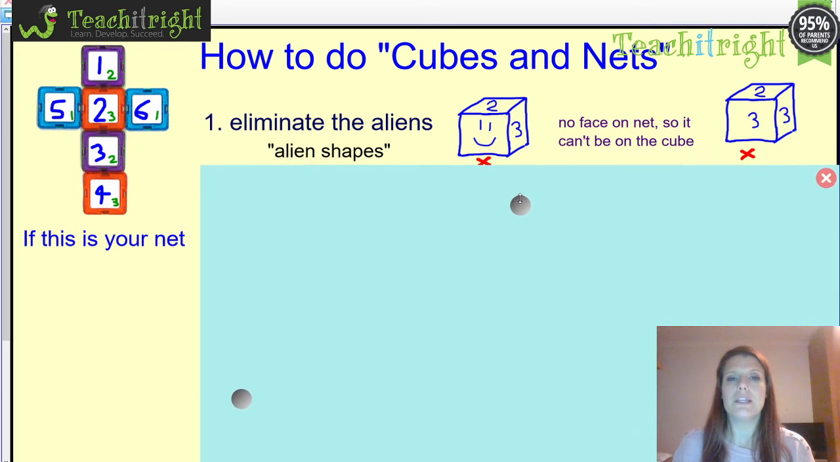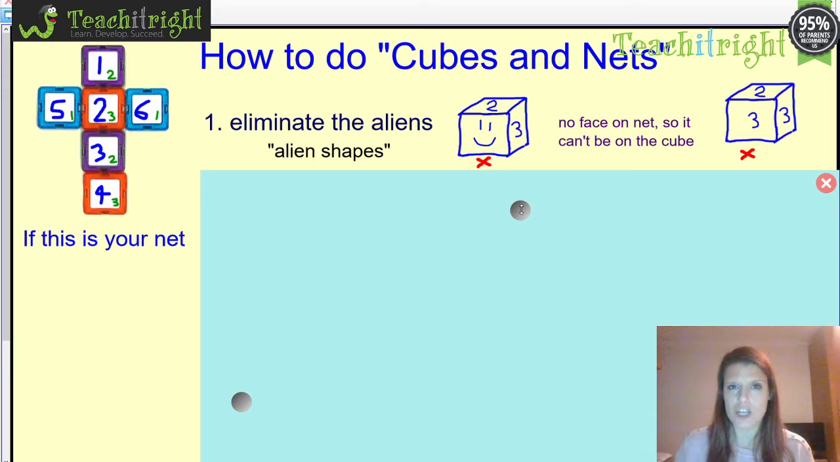So taking this as our net, these are the steps that we need to go through to solve cube and net question types. You will be asked to identify which cube can be made from the given net. And to do this, we need to think about these steps. So first things first, eliminate the alien shapes, we like to call them. And this is because sometimes a picture will be put on a face of a cube that won't actually be in the net.